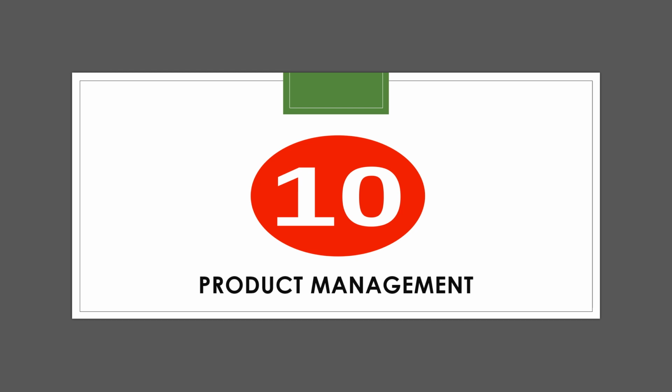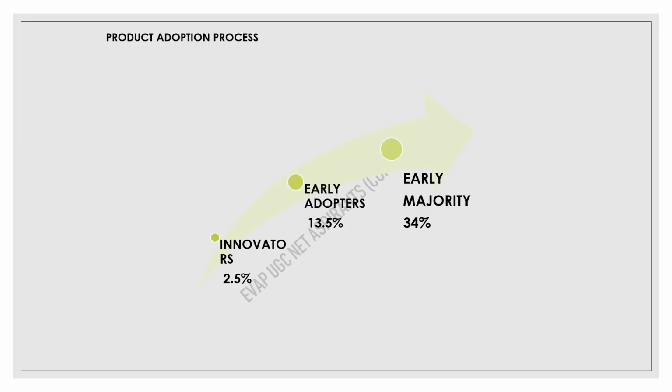So the next concept is product management. In product management, the first thing that we are going to see is the product adoption process. That is the way in which a product is adopted. So first of all, how adoption takes place. First, an awareness is created among the customers. After the awareness is created, interest is generated among the customers. Then the customers evaluate that product. Then they use free trials. Then finally they adopt the product.